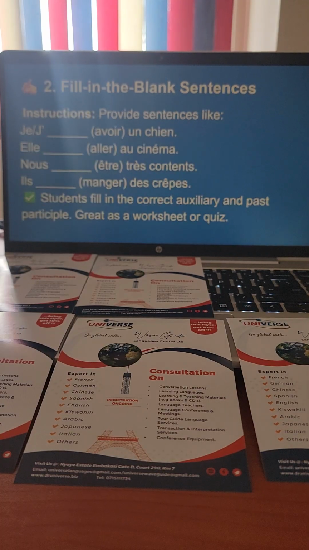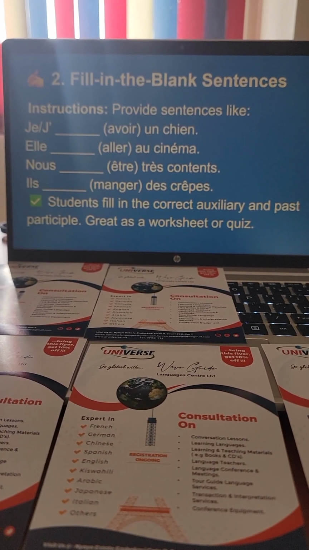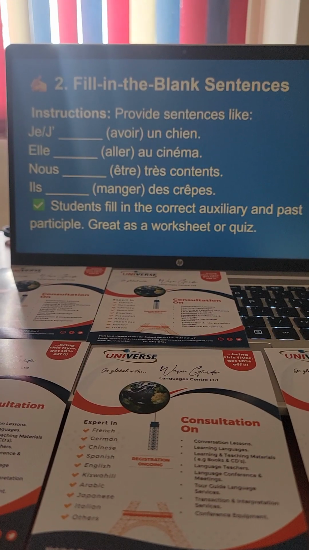So let's see. For example, you are given these sentences here. Let me zoom. Fill in the blank sentences. So instructions: provide sentences, you can give as many as you can. That depends on your class and the understanding of the students and what you need them to really capture. So Je, that's the J apostrophe, then avoir un chien. Elle, then you're given the main verb, the infinitive, aller au cinéma. Nous, then given the auxiliary verb être, très content. Il, then manger des crêpes.